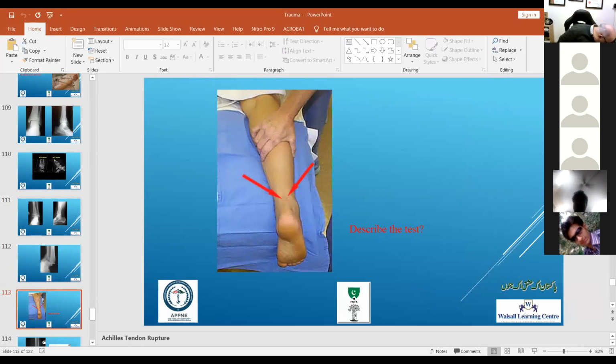So it depends upon the size of the gap between the two. No, it doesn't depend on that. Acute and chronic, sir. Very good, the acute and chronic duration.